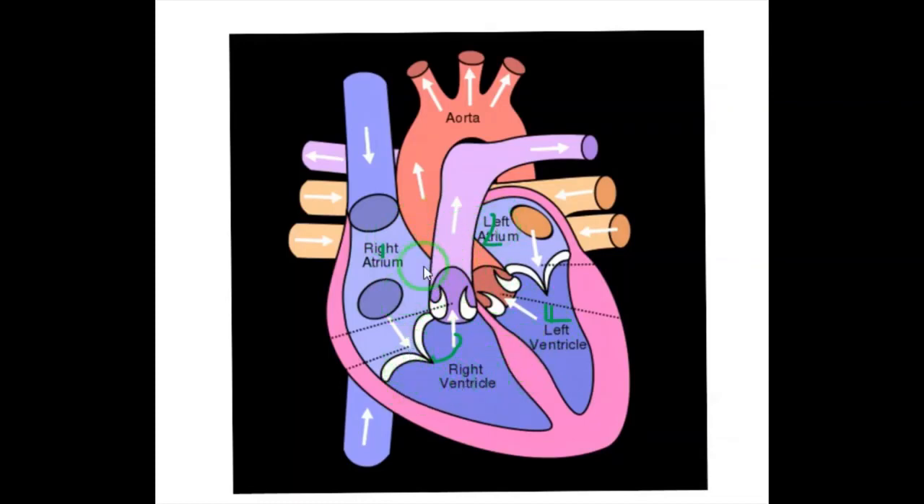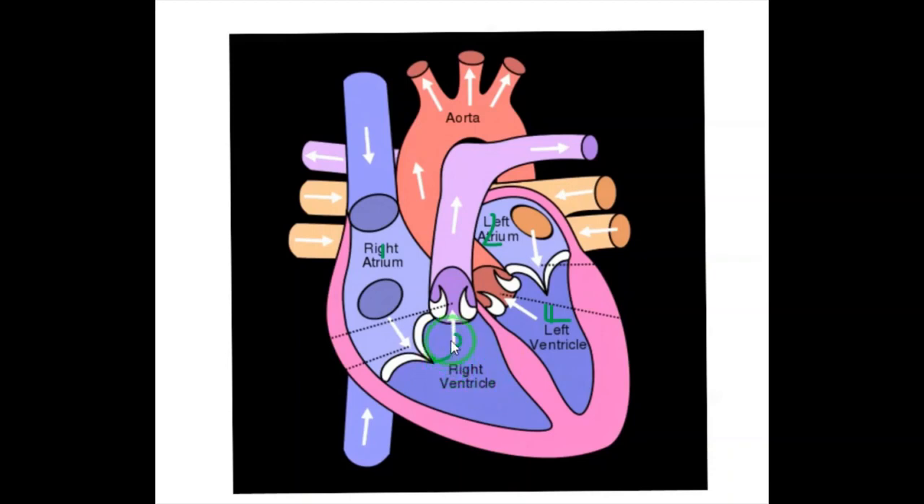These auricles are thin-walled chambers and the ventricles are thick-walled chambers. Understand, children? So four chambers are present. The upper chambers are known as auricles and the lower chambers are known as ventricles. The walls of the auricles are thin and the walls of the ventricles are thick.